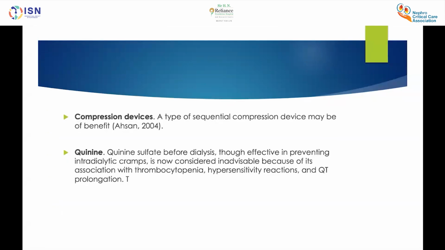Compression devices may be of benefit. Quinine they had tried earlier, but it is now considered inadvisable because of its association with thrombocytopenia, hypersensitivity reactions, and prolongation of QT interval.